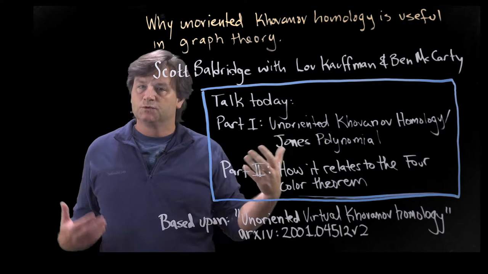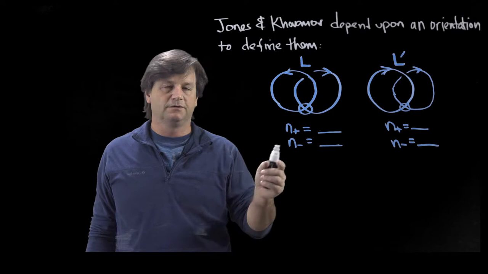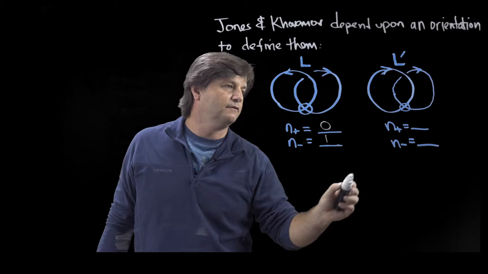So let's start with an example. Let's work with just the Jones polynomial and see what that looks like on a couple of simple examples. Here are the two virtual Hopf links with the opposite orientations. In this case, n plus is 0, because that's a negative crossing, and n minus is 1. And over here, we have n plus is 1 and n minus is 0.